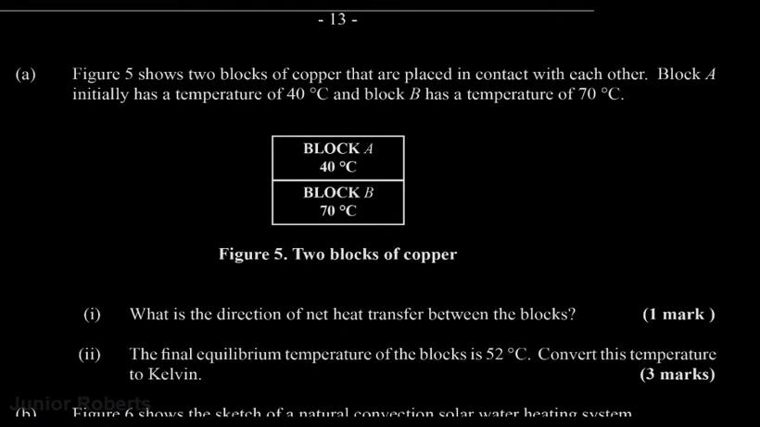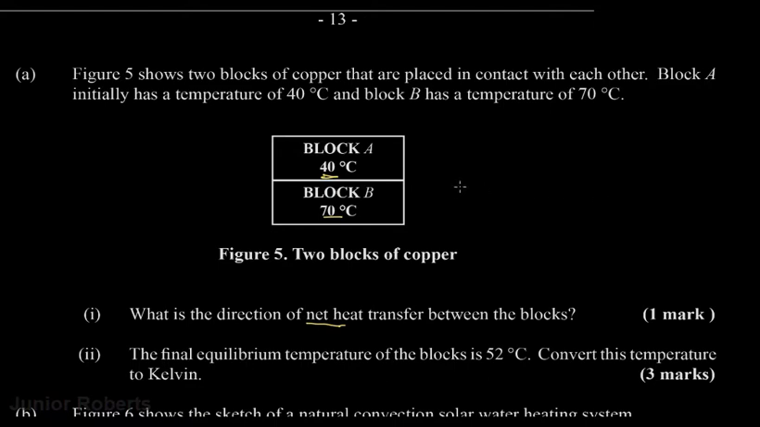Here we have our two blocks. This is block A at 40 degrees Celsius and block B at 70 degrees Celsius. Now they want us to show the direction in which the net heat will travel, the direction of net heat transfer. What to know about the direction of net heat transfer is that it is always from the hotter object to the colder object.